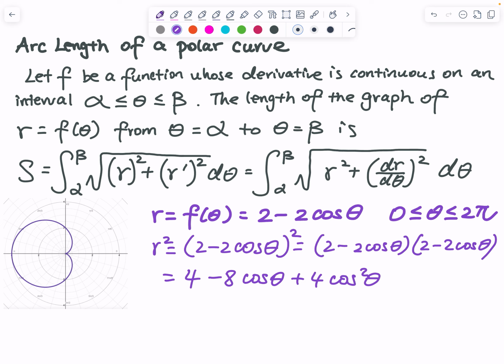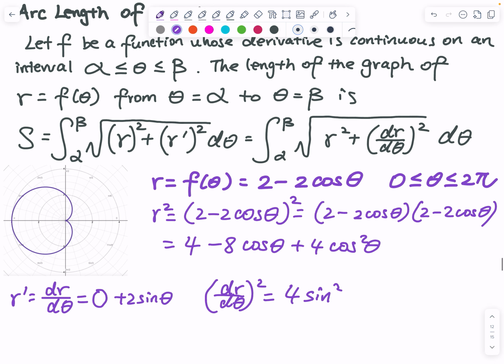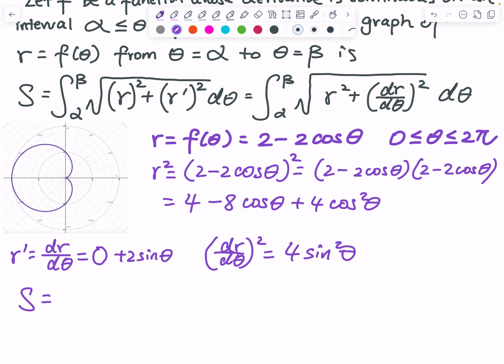Let's put the derivative right here. I will do r prime, which is the derivative of r with respect to theta. The derivative of 2 is 0. The derivative of cosine is negative sine, so plus 2 sine theta, and then you square that. dr d theta squared is equal to 2 times 2 is 4, and then sine squared. When you add them, I see something really good, because I see a cosine squared plus a sine squared. So that may be helpful. And then here is the arc length, which is equal to the integral from 0 to 2 pi.